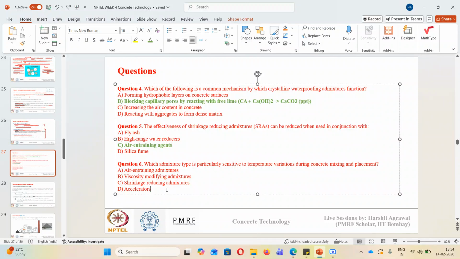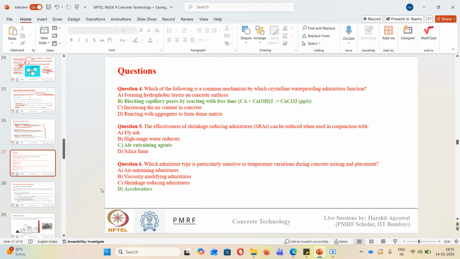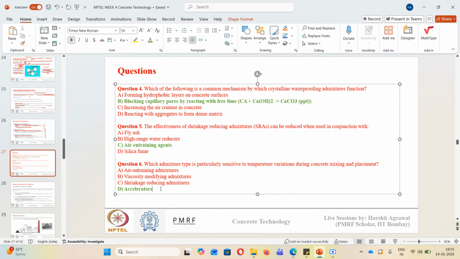The correct answer is D, accelerator. Why? Because the primary function of accelerating admixtures is to speed up the setting and hardening of concrete. Now, in high temperature, reaction kinetics is already very fast, so accelerators will work effectively. However, in low temperatures, where reaction kinetics is slow, my accelerator may not work that efficiently.